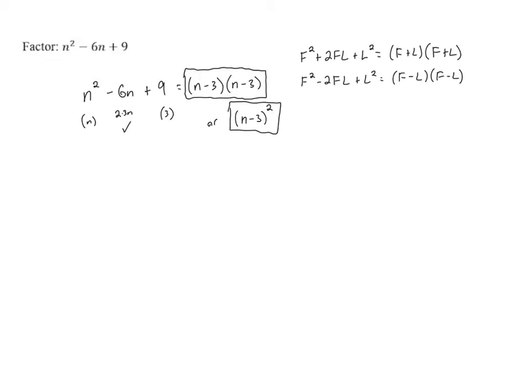The one thing that can't be negative is that last term. If we ever have a minus 9 or a minus something else, it will not be a perfect square trinomial. And in that case, we have to try and factor it using unfoiling or the AC method.